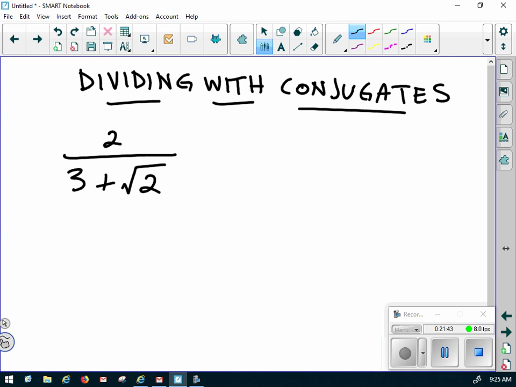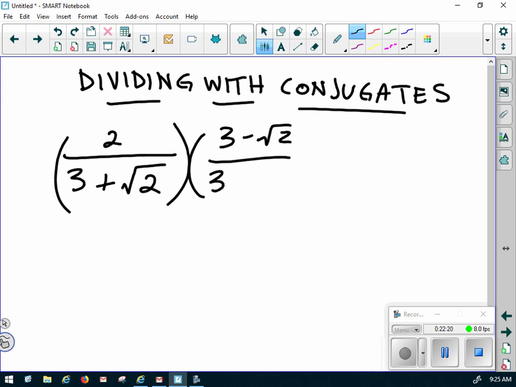Do you remember how to divide like this? How many terms are in the denominator? 2. I can't have a square root in the denominator, but I can't just multiply by the square root of 2 because I got a binomial in the denominator. What do I multiply by? Anybody remember? 3 minus the square root of 2. What's that called? Conjugate. And I multiply the top and the bottom of that bad boy by 3 minus the square root of 2.